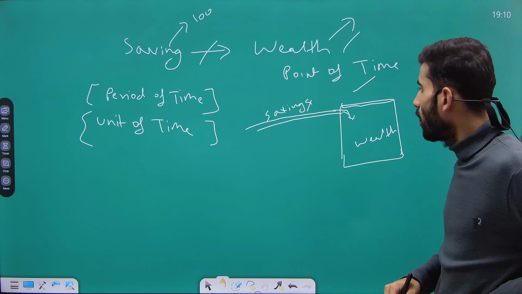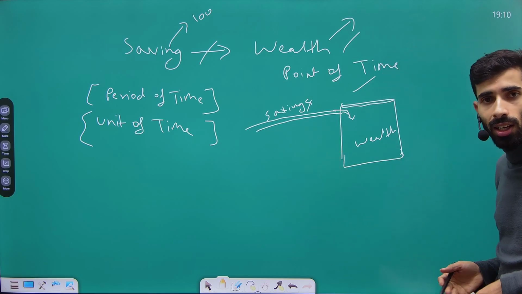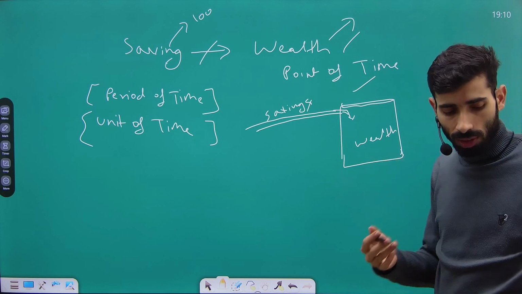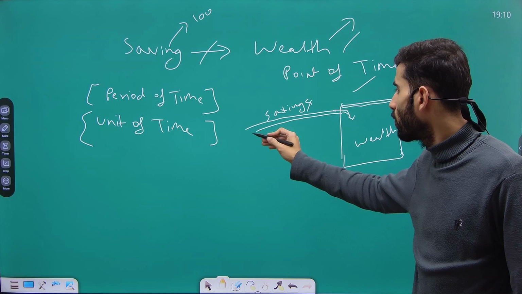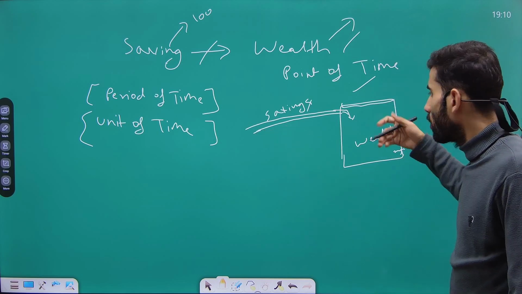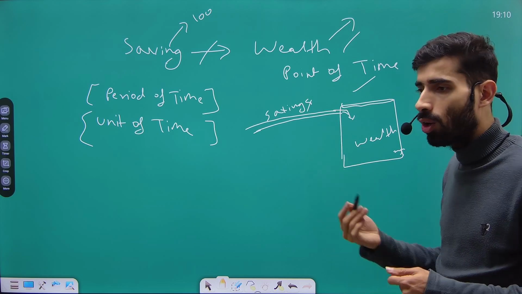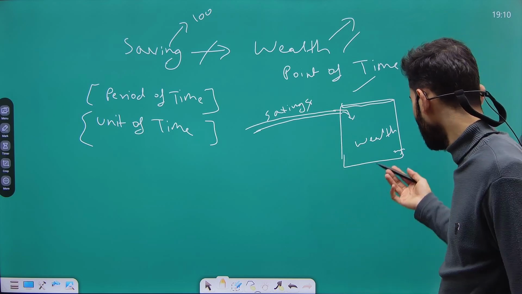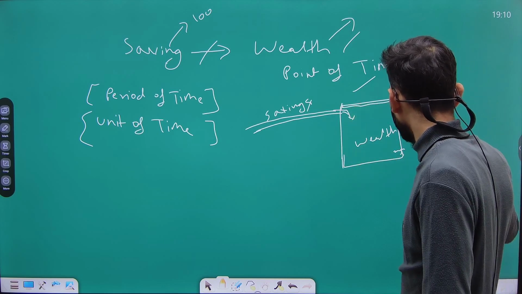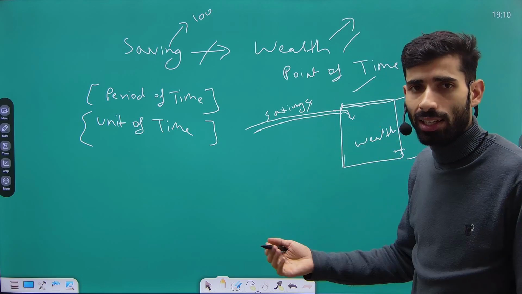If there is more inflow of water, then this water tank will fill very fast, within a short span of time. And if the flow of water is very slow or infrequent, then this water tank will be filled in a very long period of time. It will take lots of time. So in the same way, if you want to generate a particular amount of wealth, then you have to increase your amount of savings so that you can save more quickly.